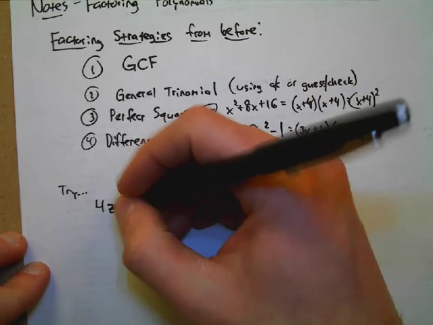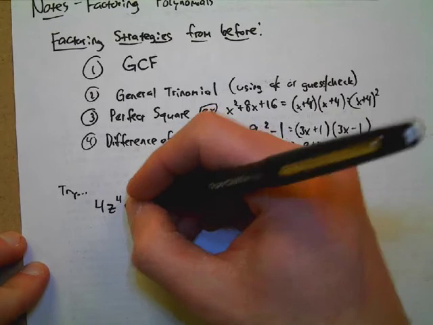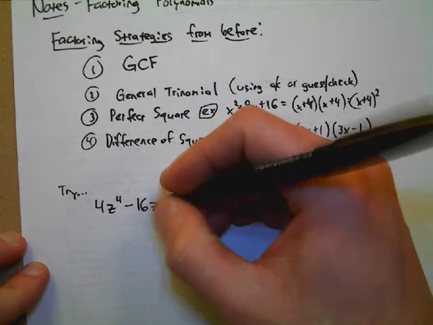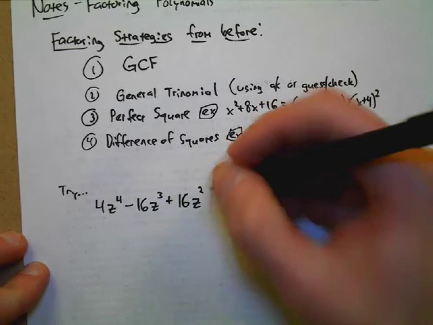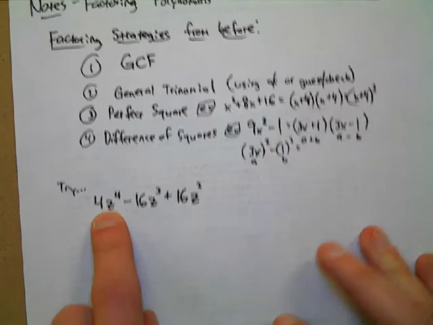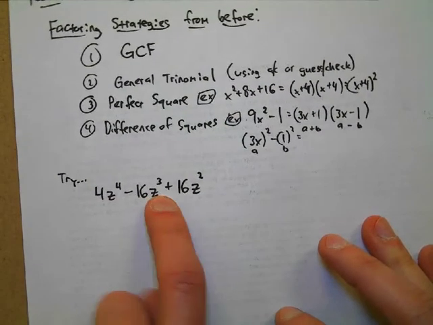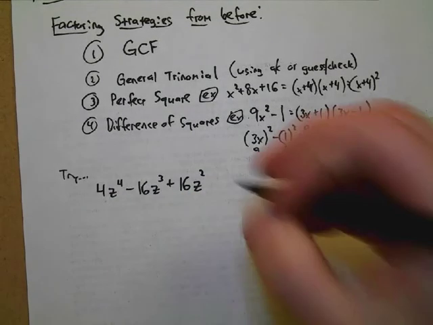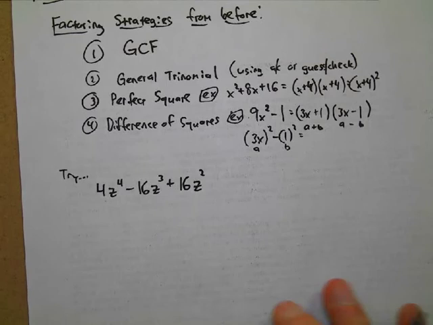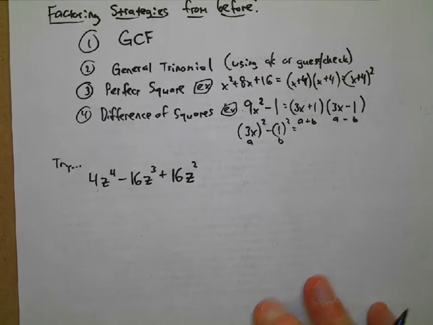4z to the 4th minus 16z to the 3rd plus 16z squared. I put the little tail on my z, the line, so that they don't look like 2's. But you can write your z's however you want, but that's how I write mine. Okay. So, factor completely.